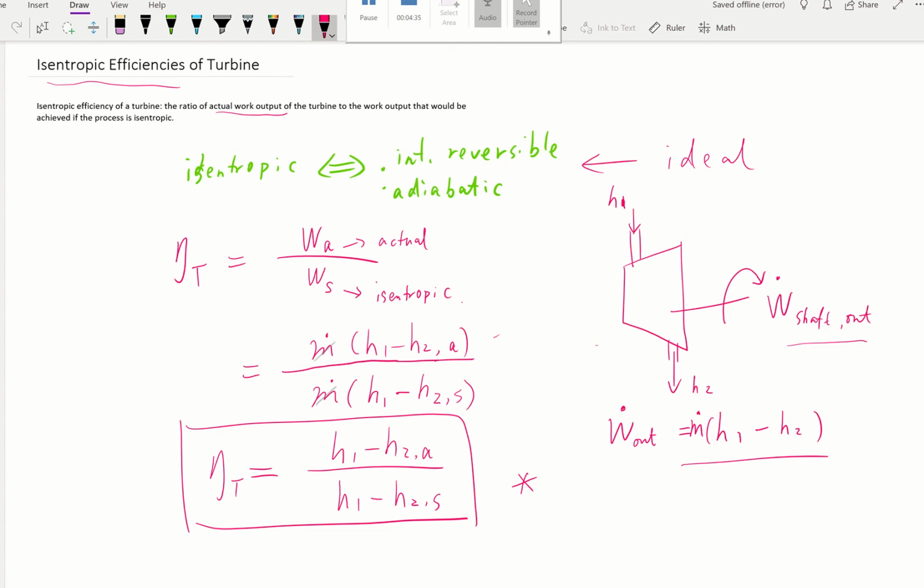I can't wait to show you an example of this. And this is actually a very important concept when people engineer working for a power plant, and they need to know this value.